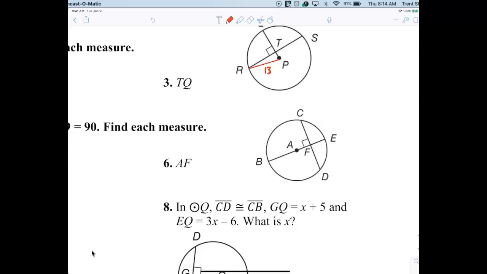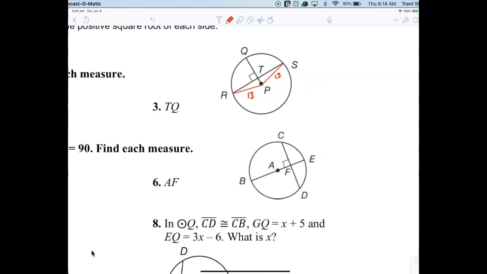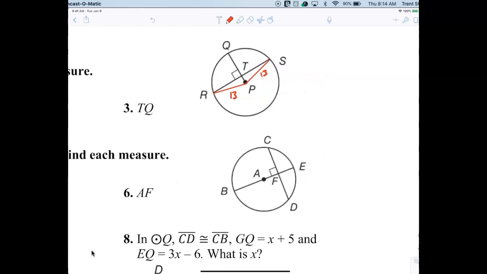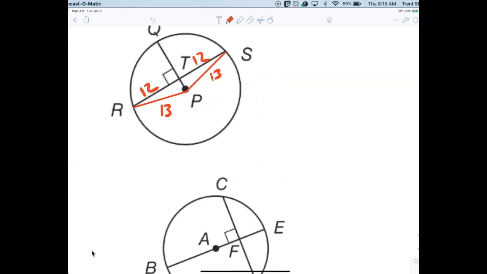Now if you want, you can also draw it over here, and that is also 13. All right, so now if RS is 24, what is RT? 12, right? So we're just drawing that in, 12, 12, which means PT is how much? Obviously, what is the triple? Because we learned the triple. 5, that is correct. So PT is 5.